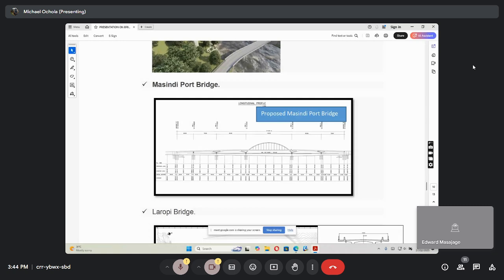So this span is 140. It has to take care of navigation. Also, you need to be mindful of navigation headrooms. So when you are doing design, some of these things are very important. When you interact with these people, you get to know where it is.